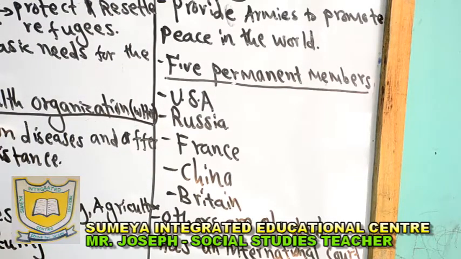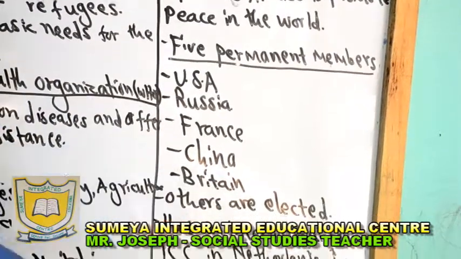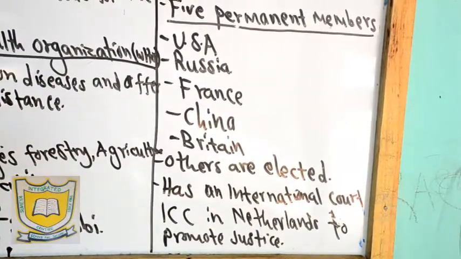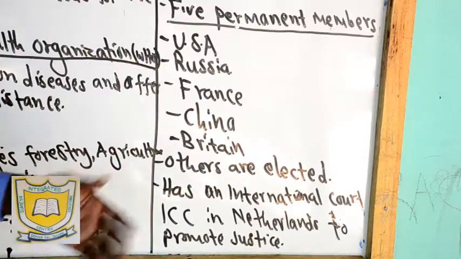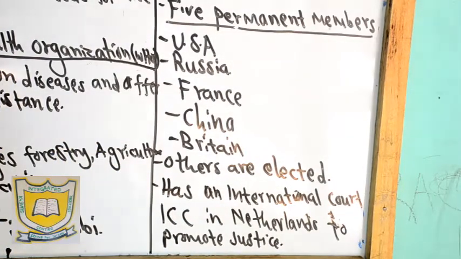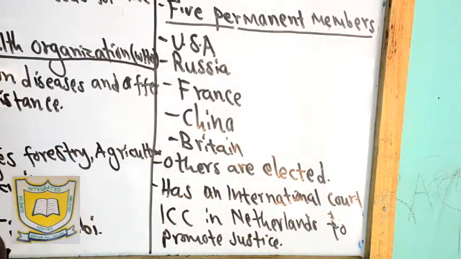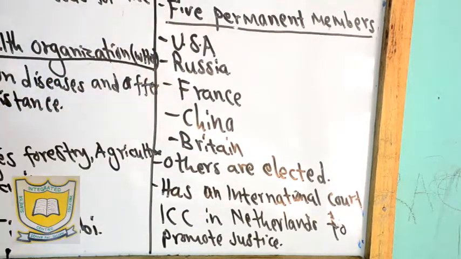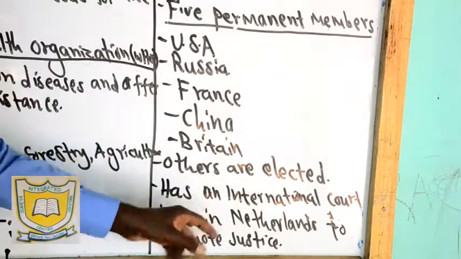Then the other members are elected. You shall also know them, but these are the permanent ones. Then lastly, it also has a judicial system. It has an international court called the ICC, International Criminal Court, that is located in the Netherlands, The Hague. So you'll find it here.